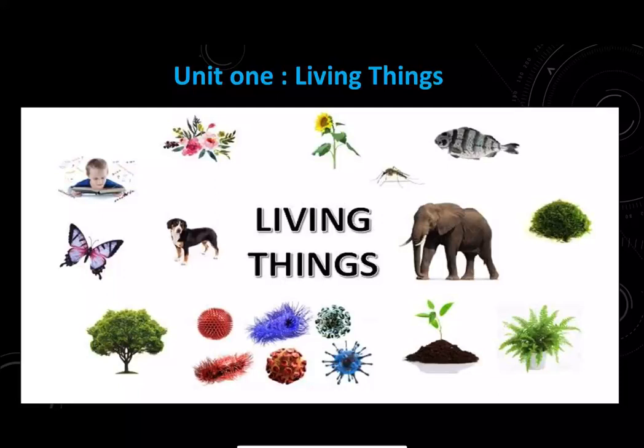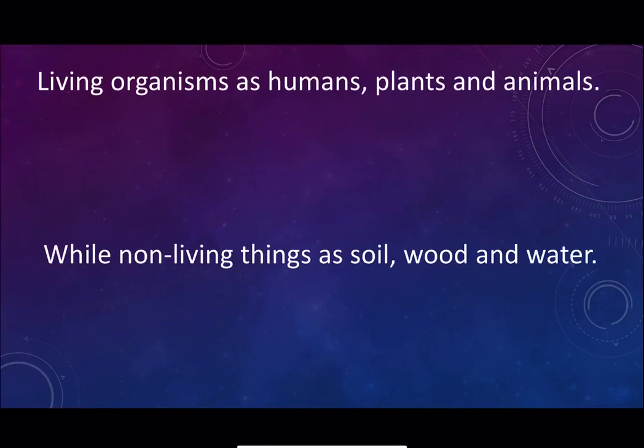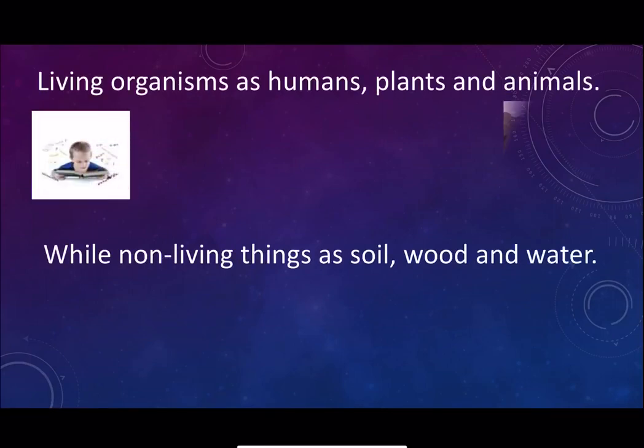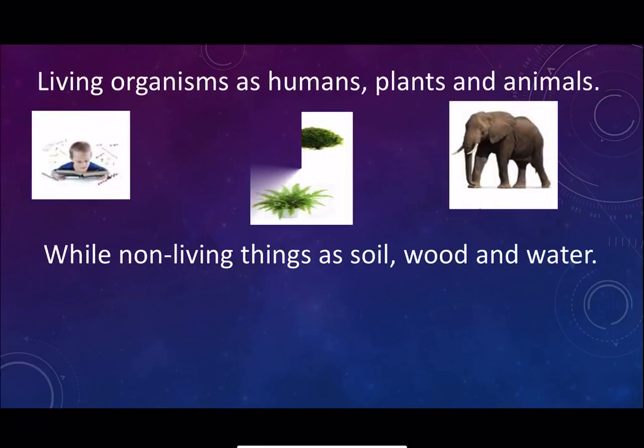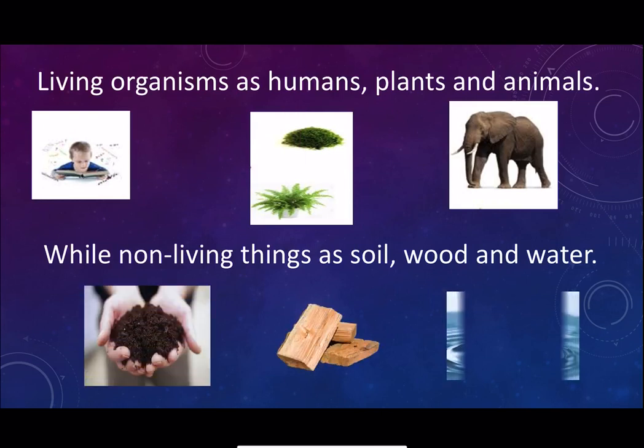We will explain the main aims of Unit 1 shortly and then illustrate Lesson 1, the Human Digestive System, in details. In Unit 1, we're going to study the differences between living organisms and non-living things by giving some examples of each one. Living organisms such as humans, plants, and animals, while non-living things such as soil, wood, and water.